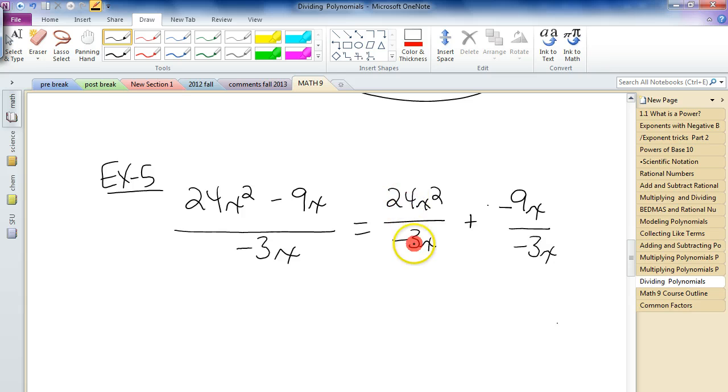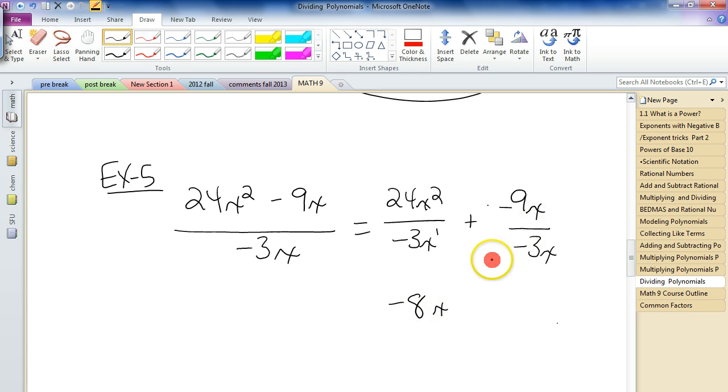So here, again, the numbers, we work with them. 24 divided by negative 3 is negative 8. X squared divided by x, we're subtracting the exponents. 2 minus 1 is 1. No one puts the 1 in, that's lame. Just leave it as negative 8x.